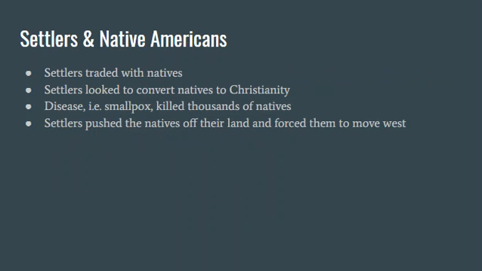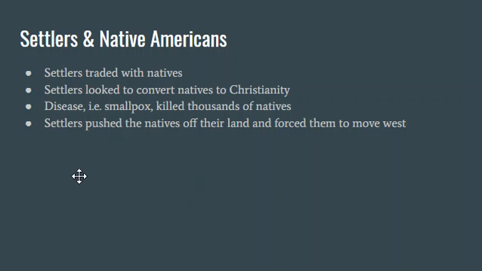So settlers and Native Americans, the first settlers, they traded with natives. Natives were growing potatoes, tomatoes, chocolate, cocoa beans. So a lot of the settlers, they enjoyed this stuff. They would trade with Native Americans. They also looked to convert natives to Christianity. And diseases like smallpox killed thousands of natives. And settlers pushed the natives off their land and forced them to move west.